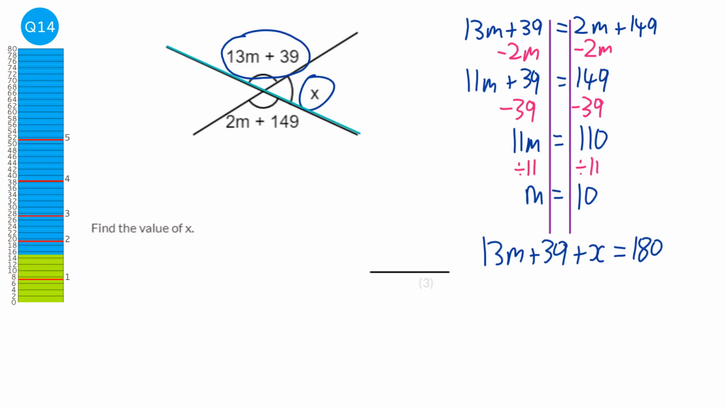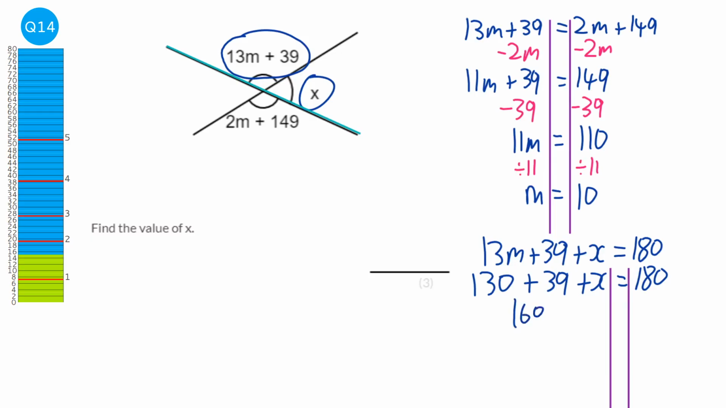So we can solve this, or well, first of all, we know what m is, so it'd be 13 times 10, which is 130, and then we can solve this. So let's get my solving lines in. And so that's going to be 169 plus x equals 180, and we're going to just take that away from both sides of the 169.